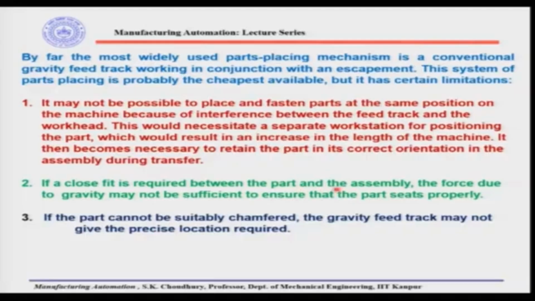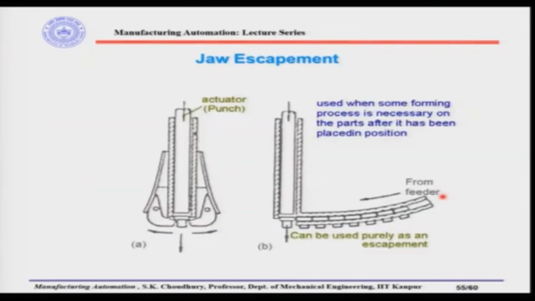If a close fit is required between the part and the assembly, the force due to gravity may not be sufficient to ensure that the part sits properly. This example means that suppose you are putting the part in place, and gravity alone is not enough to take it into position. There you may need some kind of force from outside to impart on the part, so that it can actually be placed here.